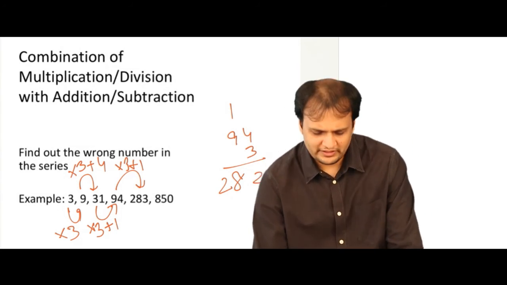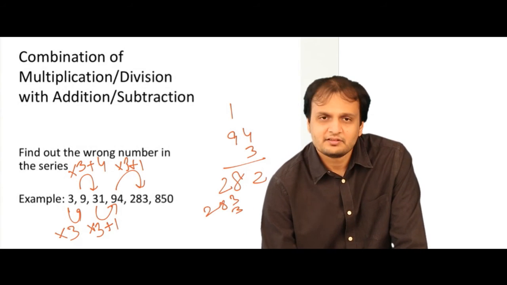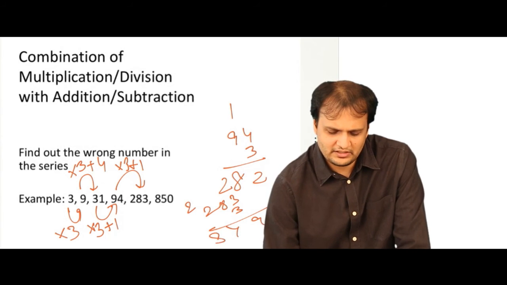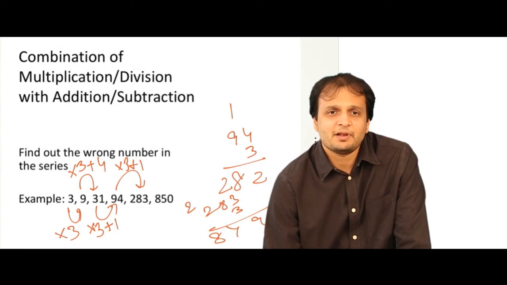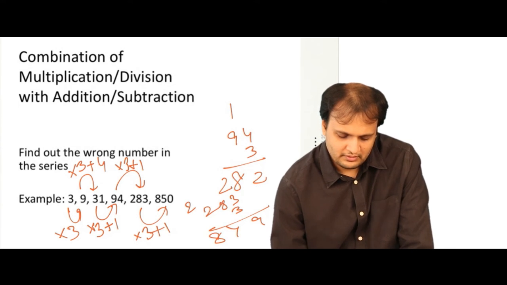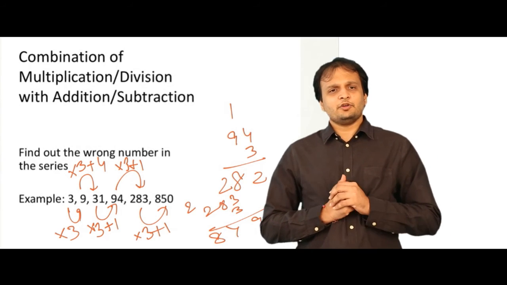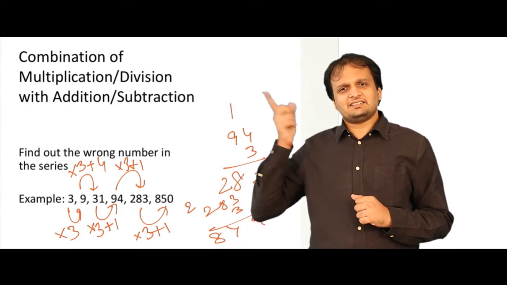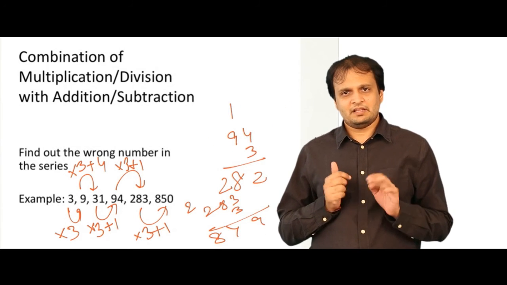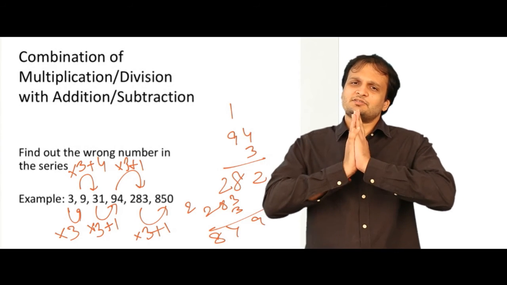Similarly again let's do 283 into 3. 3 3s are 9, 8 3s are 24, 3 2s are 6 plus 2, 8. So 849 plus 1 is 850. So again into 3 plus 1. Now you figured out a pattern. Now you don't get confused. See, the last 3 are very clear. Into 3 plus 1, into 3 plus 1, into 3 plus 1. Right? So the pattern is into 3 plus 1.